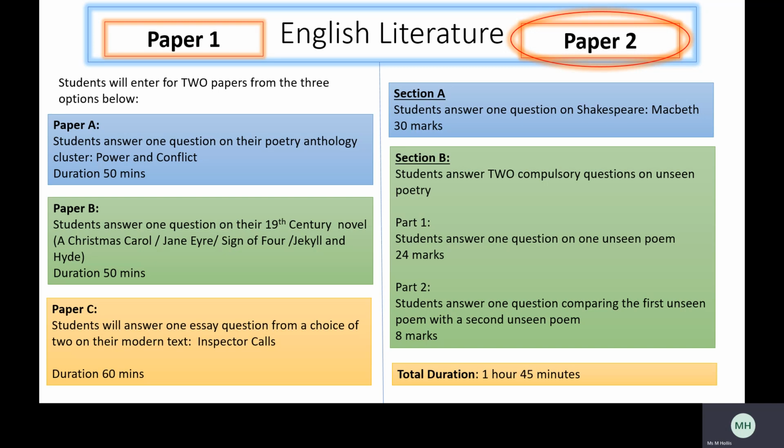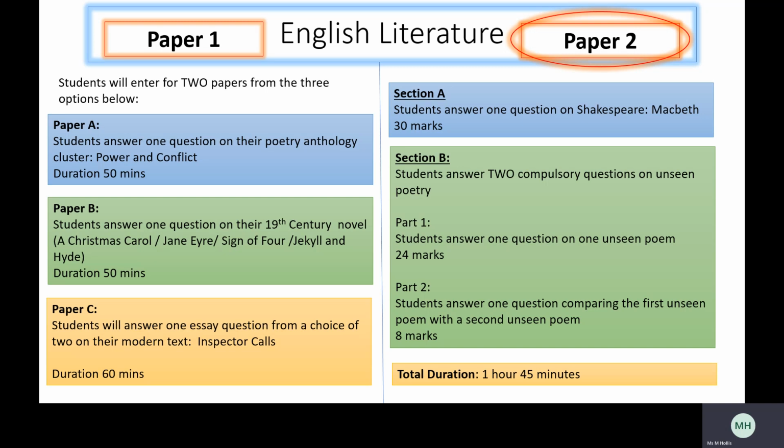So for paper 1, students will only sit two papers from a selection of three. And next week in class, we will be deciding which component to drop and which two to take forward to the exams next summer. For literature paper 2, again, this is divided into two sections. We've got section A and section B, this time on one paper. In section A, students will be assessed on Macbeth, and in section B, students will be asked to answer two compulsory questions on unseen poetry.